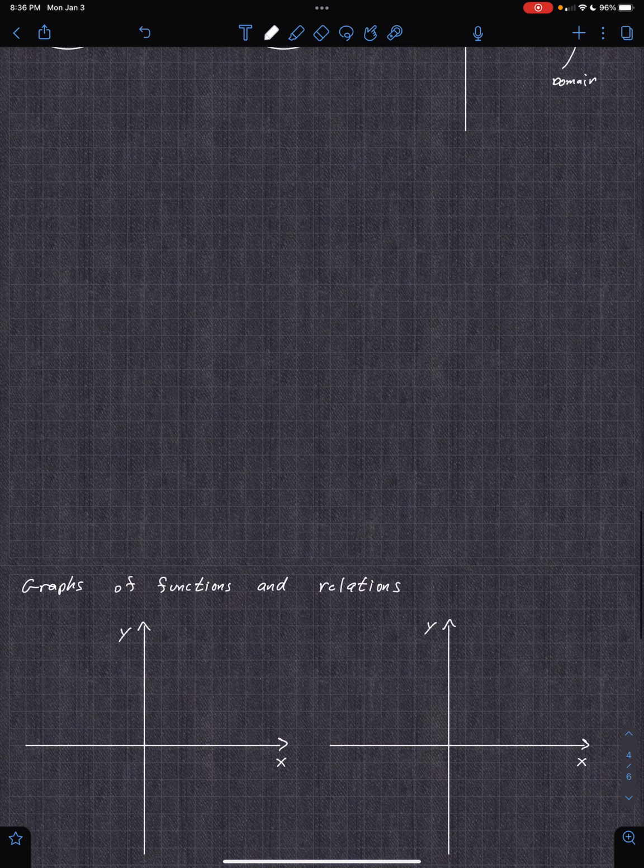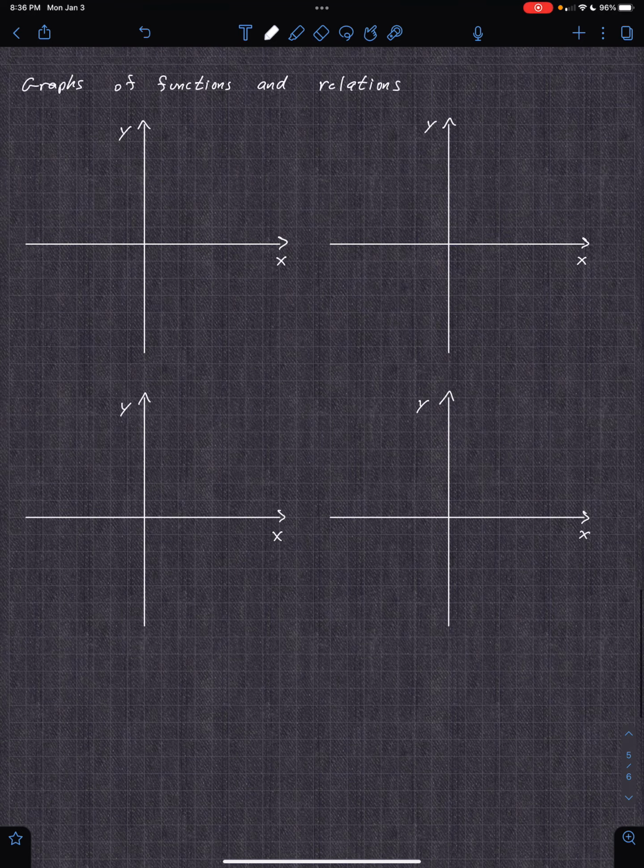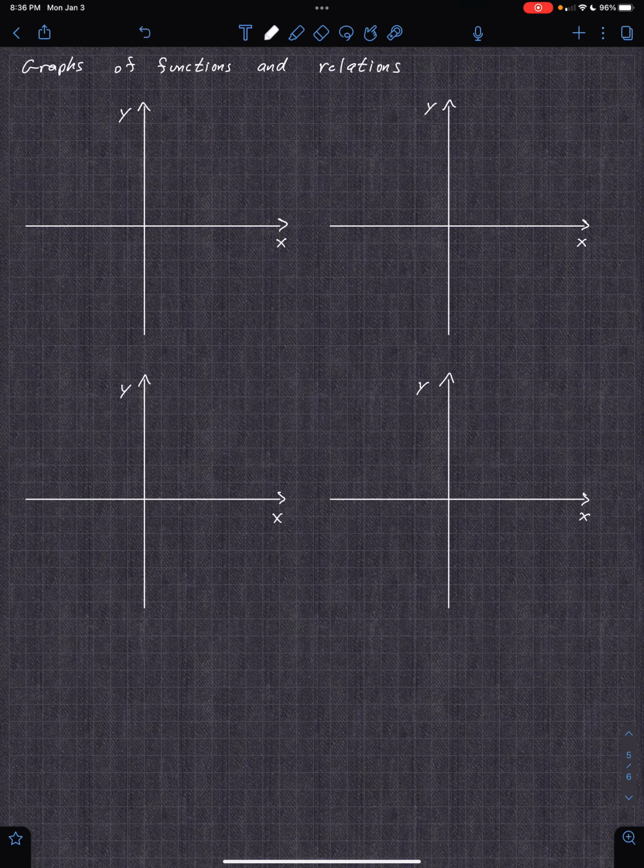We are continuing in 2.3, functions and relations. This was the previous video, if you're following this in order. Went ahead and jumped to here. So write down the title, Graphs of Functions and Relations, and draw in 4 different coordinate systems as I did here.